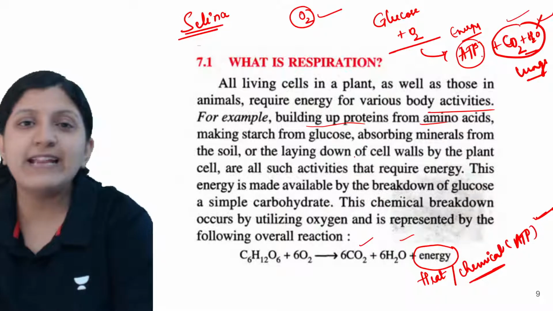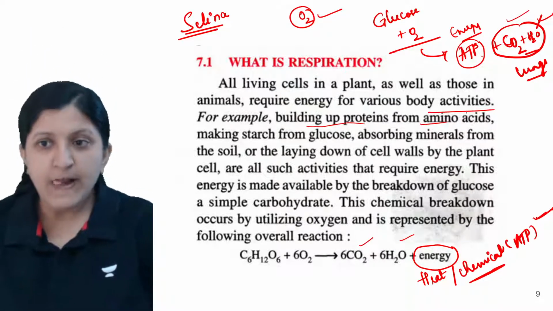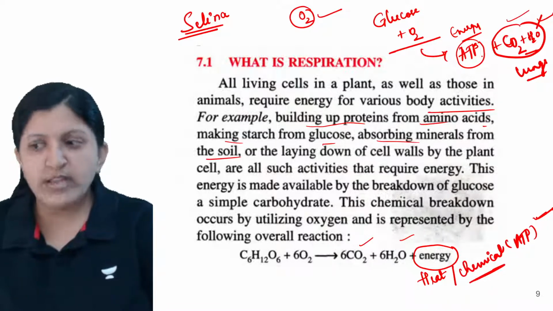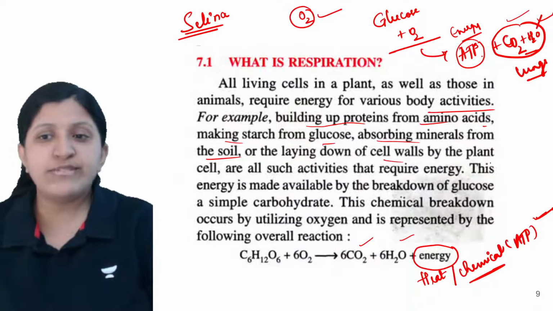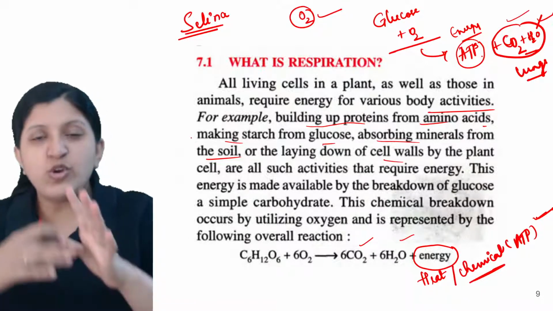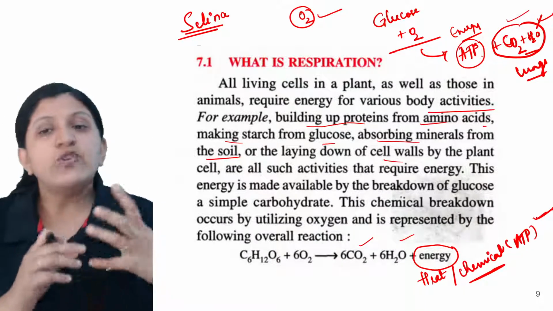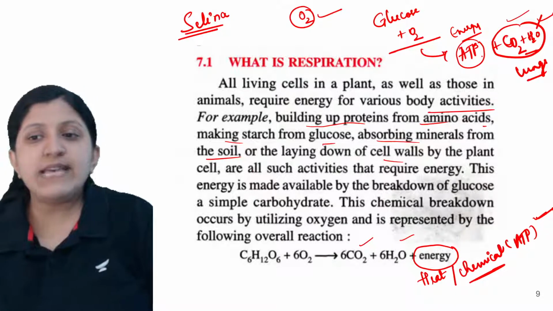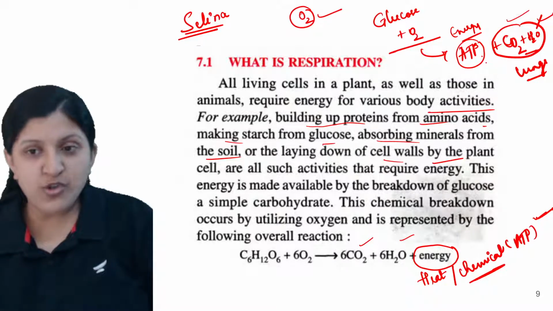Now where exactly do we need this ATP? It is needed for building proteins from amino acids, making starch from glucose, and absorbing minerals from the soil. For all this activity there is a requirement of energy. It is also needed for laying down the cell wall by the plant cell, and to keep the rigid cell wall outside, energy has to be spent.